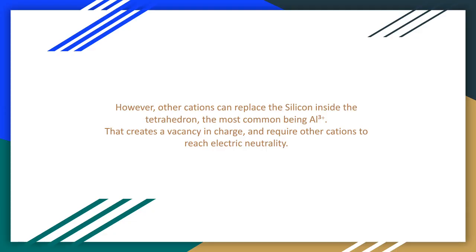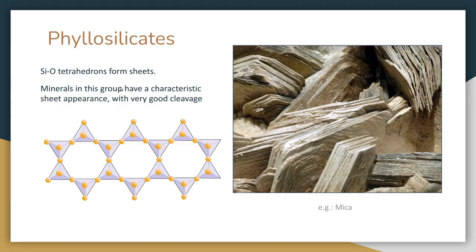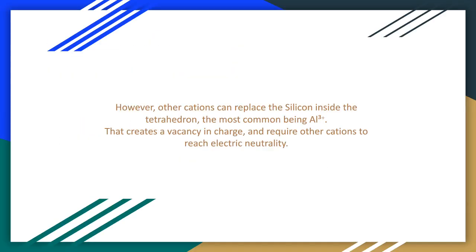However, other cations, other atoms with positive charge, can replace the silicon inside the tetrahedron, the most common being aluminium. If you saw on the first slide, silicon has a 4+ charge. However, the aluminium only has a 3+ charge. That creates a vacancy in charge, the structure is not stable, and will require other ions to reach electric neutrality.